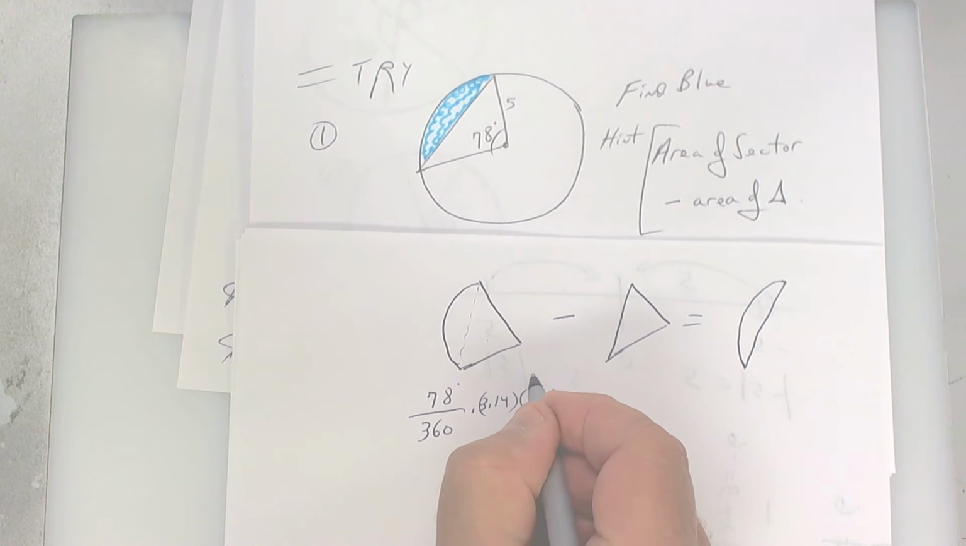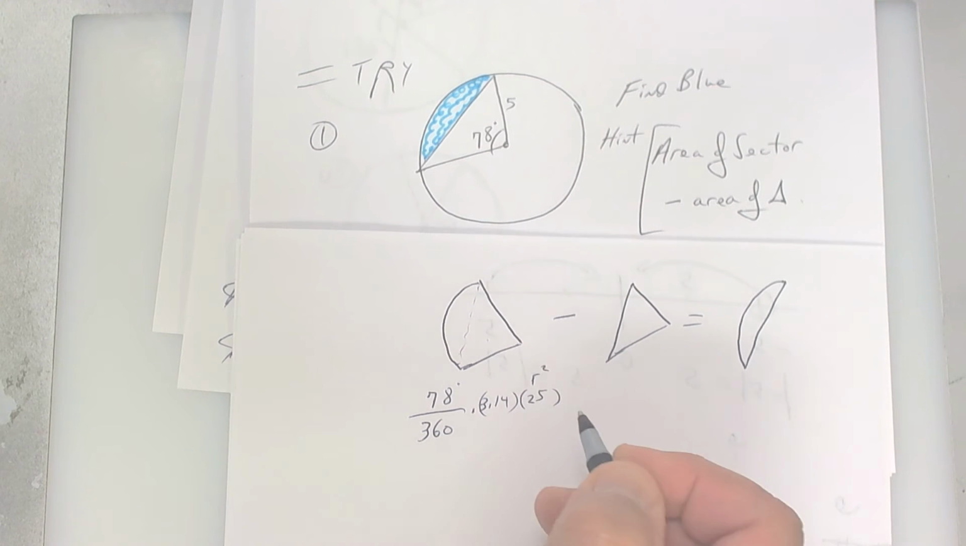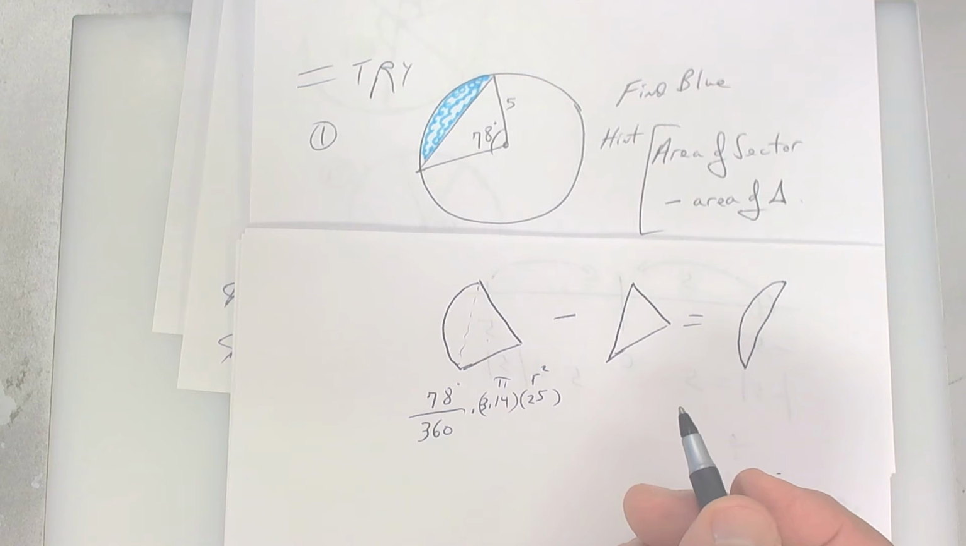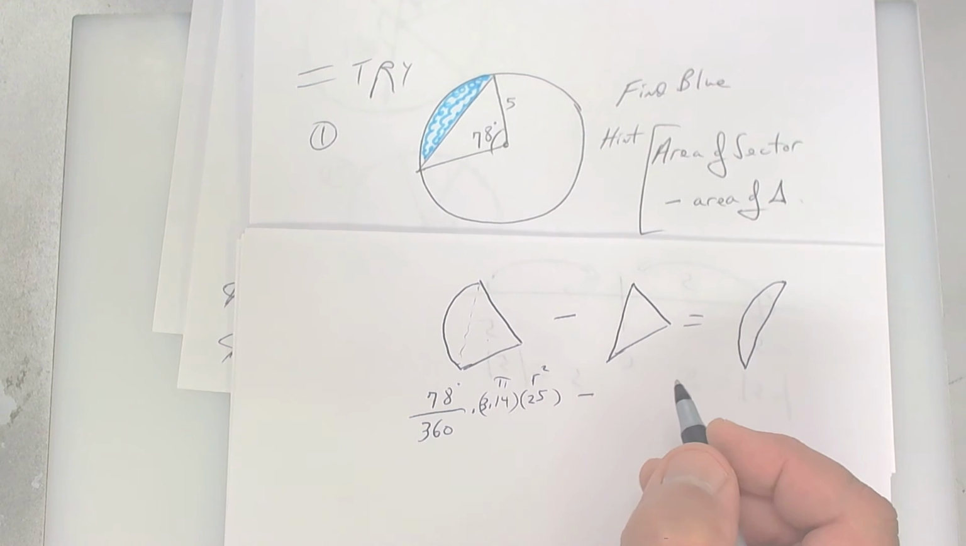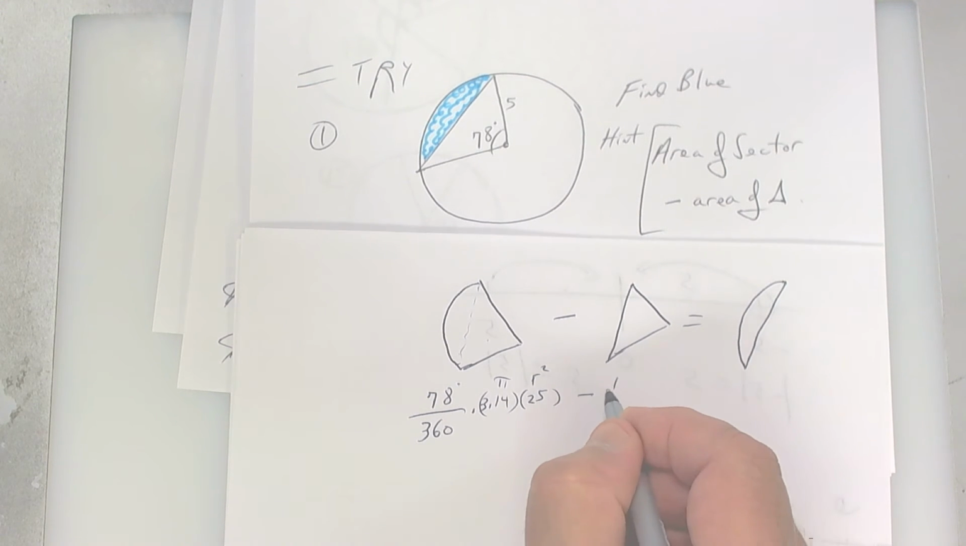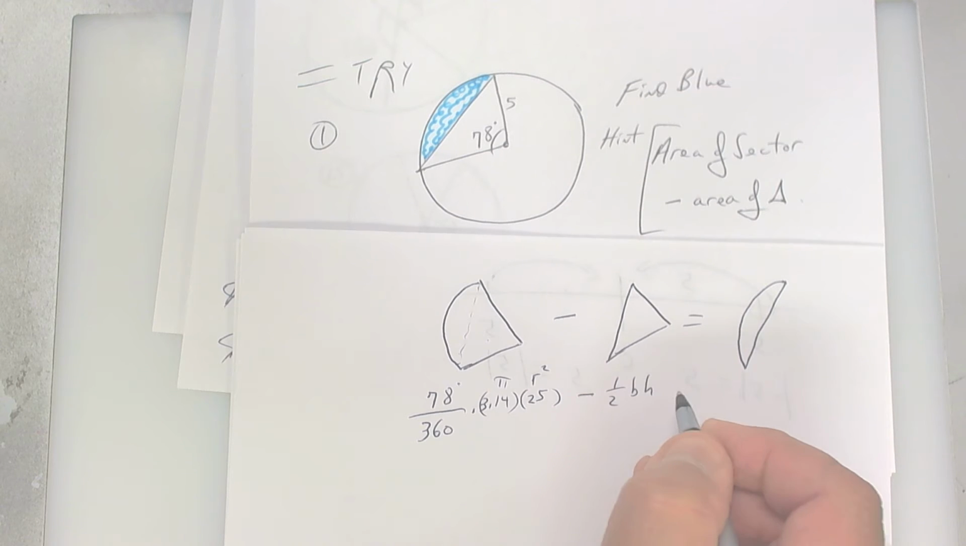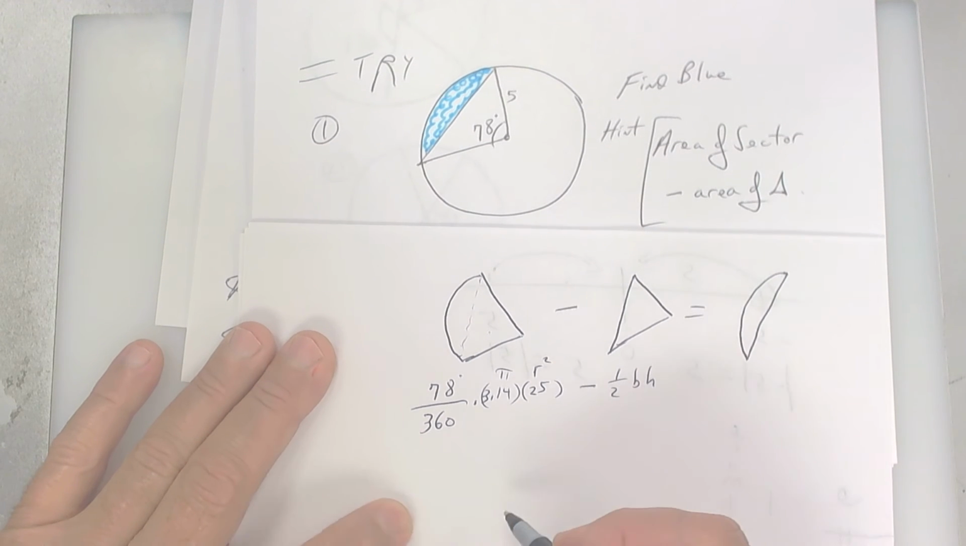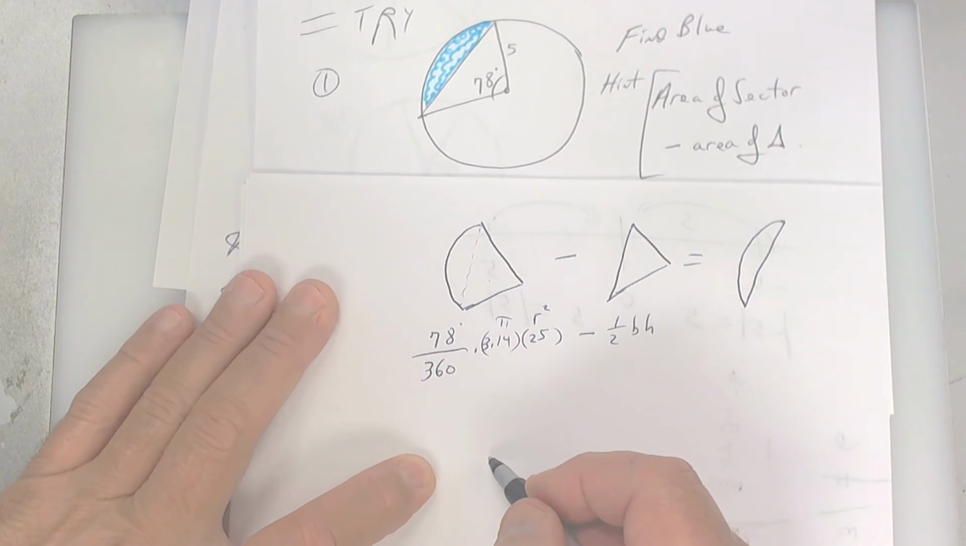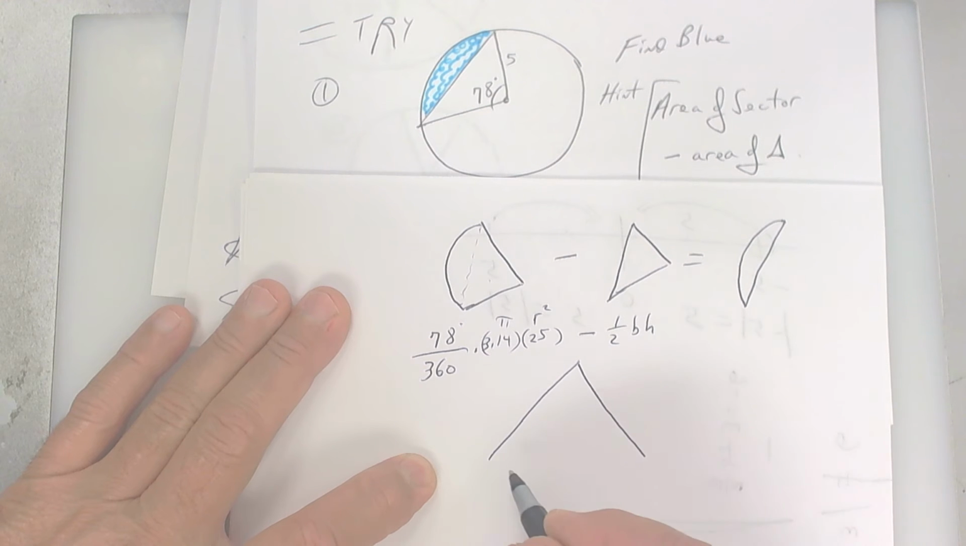So 5 times 5 is 25. Okay? All right, so once you do that, you want to do minus the triangle. The triangle is 1/2 the base times the height. So we're going to take this triangle out, and we've got to do some work on this, okay? So watch what I do.